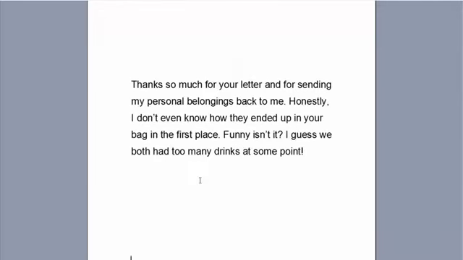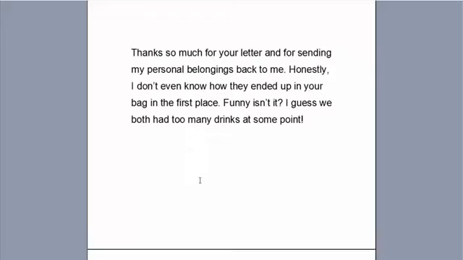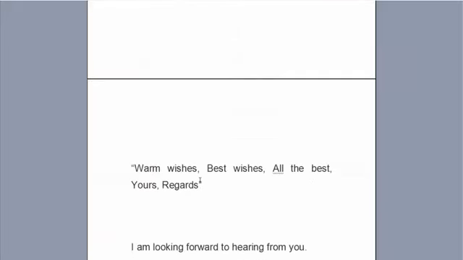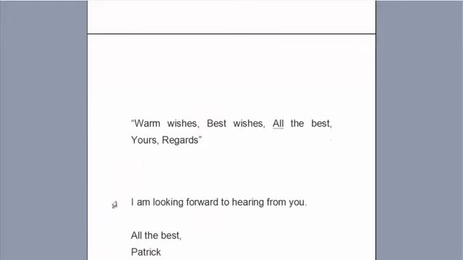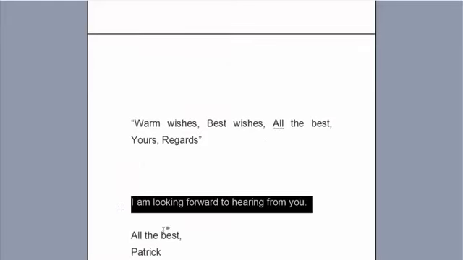Now, let's see how you can close your letter. Of course, no yours faithfully or yours sincerely here. These are only for formal letters. Here, in an informal letter, you will close your letter with one of the following. Let's see, warm wishes, best wishes, all the best, yours, regards. Before that, though, you can still choose to write, I'm looking forward to hearing from you. You can use this both in a formal and an informal letter.